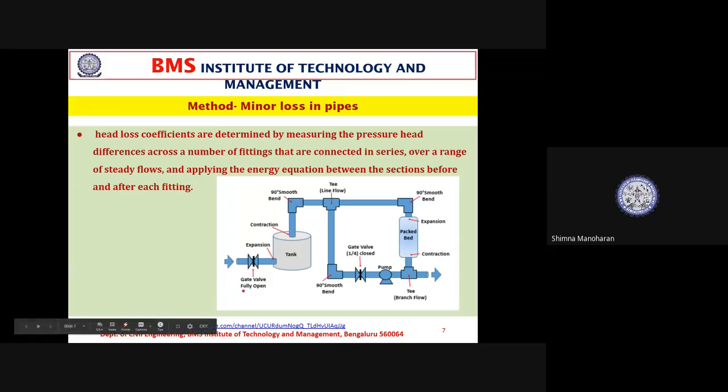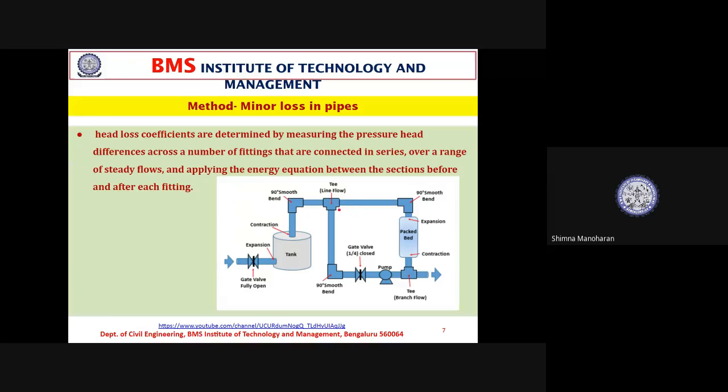A typical setup can include a gate valve which is fully open, then an expansion, a sudden contraction, then a 90-degree smooth bend, then a T joint with line flow, then a 90-degree smooth bend again, a gate valve which is 1/4 closed, a pump, then a T having a branch flow, again a sudden contraction and expansion, and then again a 90-degree smooth bend.